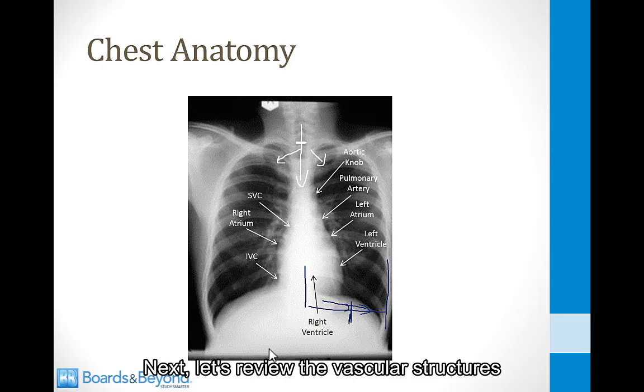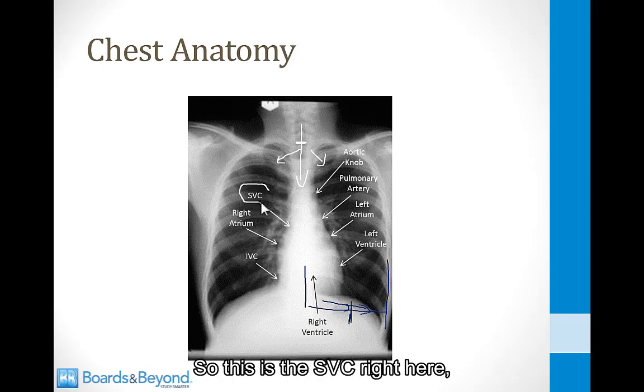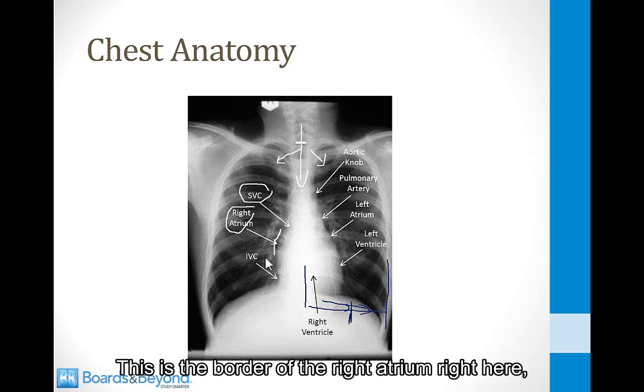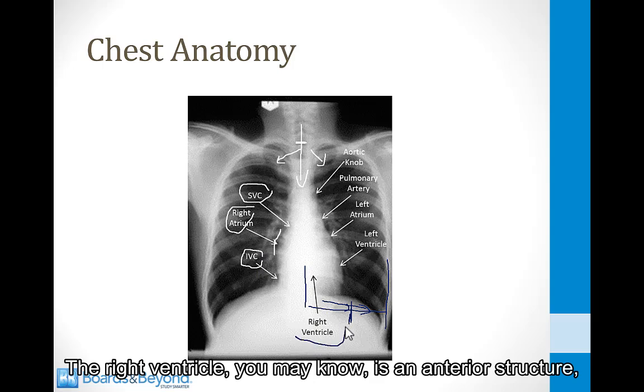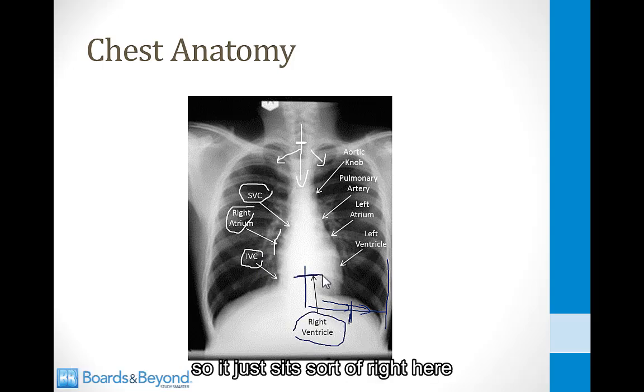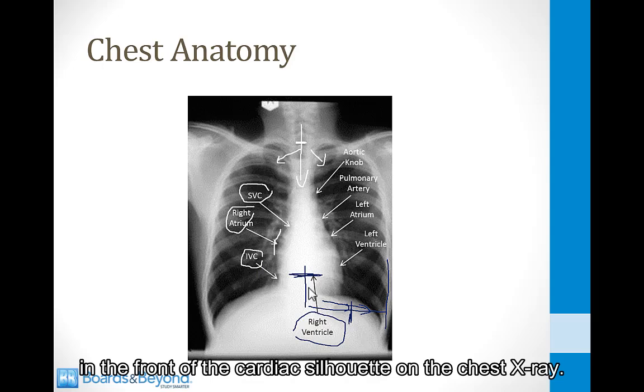Next, let's review the vascular structures in the middle of the chest x-ray. And unlike on CAT scan or MRI, it's very difficult to delineate the borders of these structures. You just kind of have to know where they sit. So this is the SVC right here. It's the uppermost structure on the right side of the chest x-ray. Next comes the right atrium. This is the border of the right atrium right here. And then next comes the IVC. The right ventricle, you may know, is an anterior structure, so it just sits sort of right here in the front of the cardiac silhouette on the chest x-ray.